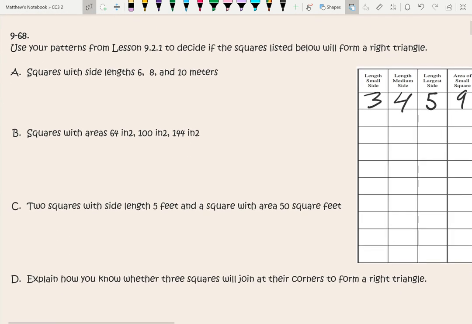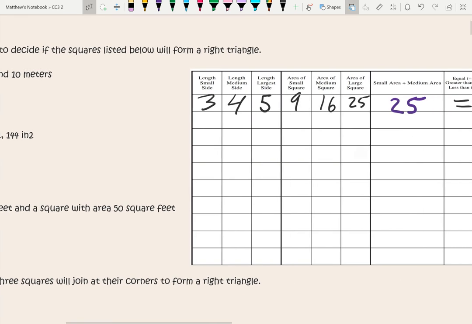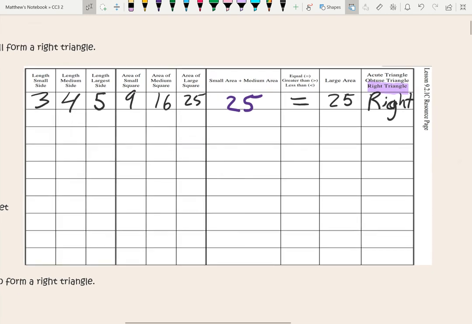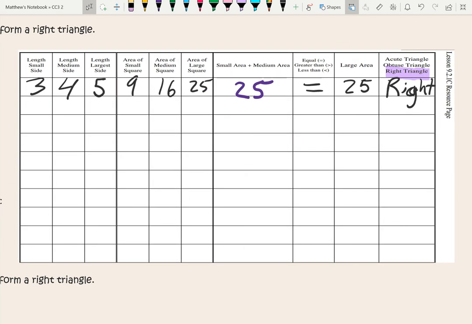We've got 9-68. Use your patterns from lesson 9.2.1 to decide if the squares listed below will form a right triangle. Okay, so I go over to my 9.2.1C resource page, which helped me keep track of the different triangles I created with the squares and helped me notice some patterns between the area of the small square plus the area of the medium square and how it related to the area of the largest square.